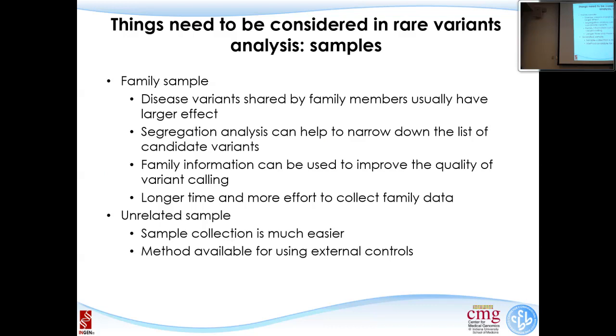So when you do relevant analysis, if you are using family sample, the nice thing about family sample is they have a larger effect. You can do a segregation analysis. And I think they probably already talked about this, family information can actually improve the quality of variant calling. But the problem is that it takes a longer time to recruit the family data. Especially in the United States, people lived all around the country.